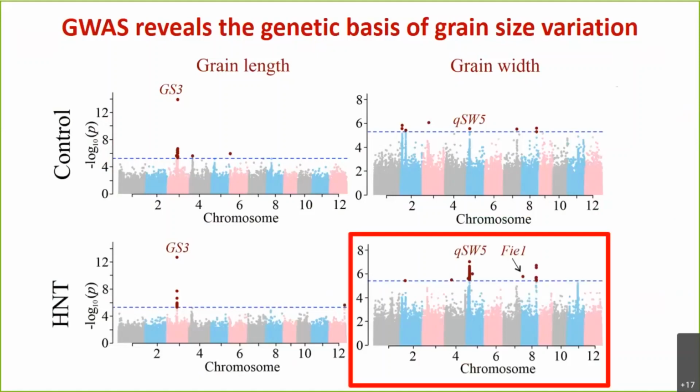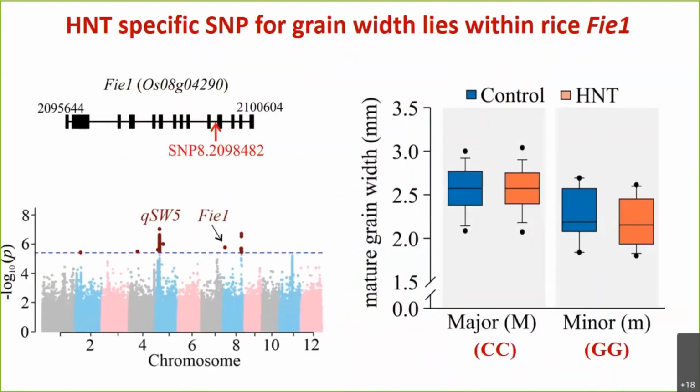But what was interesting was that Fiei1, which is fertilization independent 1 loci, had a significant SNP which we detected only under HNT conditions for grain width. This SNP was within the intronic region of rice fertilization independent endosperm. And if we see the allelic distribution, the genotypes having the major allele for this SNP had higher seed width as compared to the genotypes having the minor allele, especially under HNT.